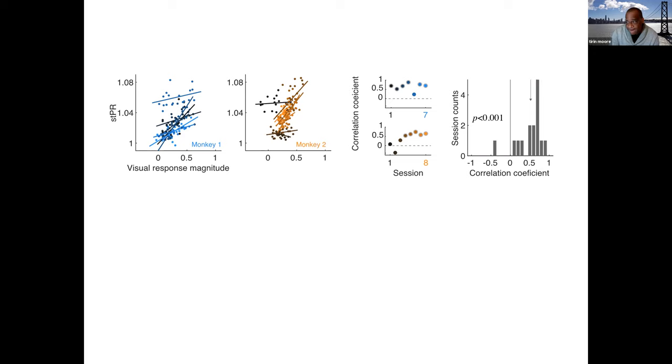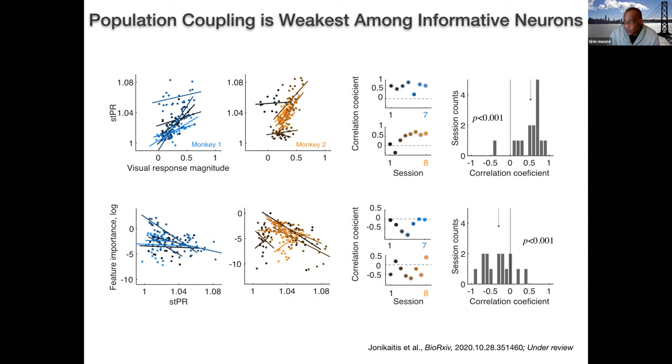However, we also found that population coupling was negatively correlated with the feature importance, a pattern also observed across sessions and across monkeys. Thus, the more informative a given neuron's activity was about the task rule in that pre-cue period, the less the neuron was coupled to the population activity. So in addition to observing that the most informative neurons were the least visually responsive, we also found that those neurons were less strongly coupled to the population activity.